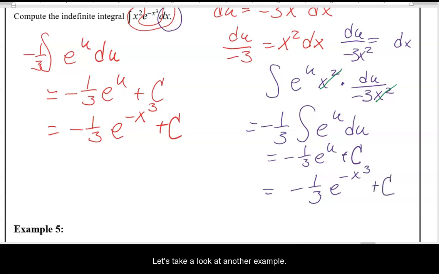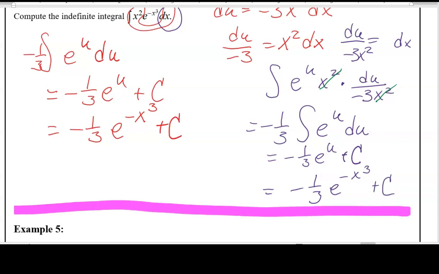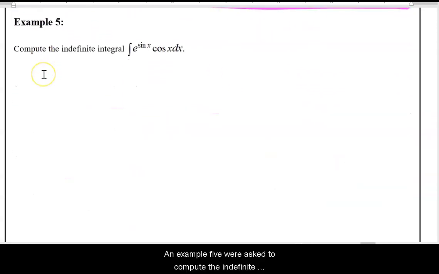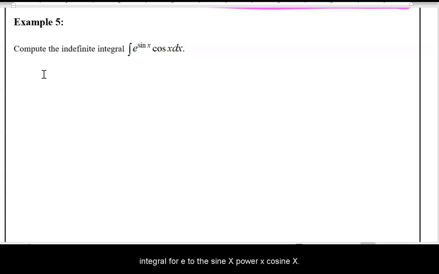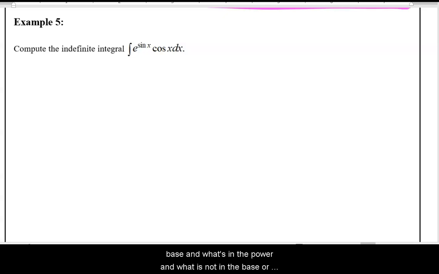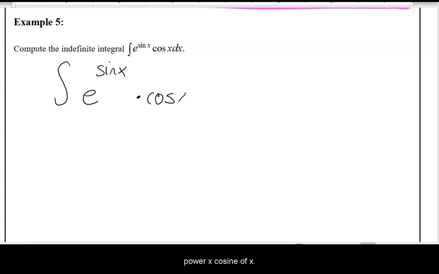Let's take a look at another example. In example 5, we're asked to compute the indefinite integral of e to the sine x power times cosine x. It's very important that you keep straight what's in the base and what's in the power and what is not in the base or power but is a factor on the line. If I exaggerate this, I can rewrite it as e to the sine x power times cosine of x.